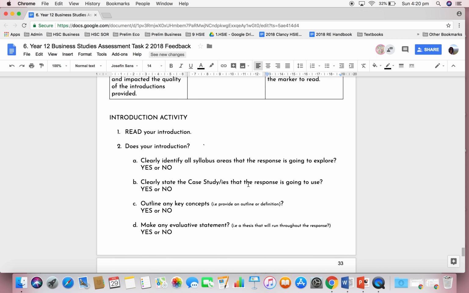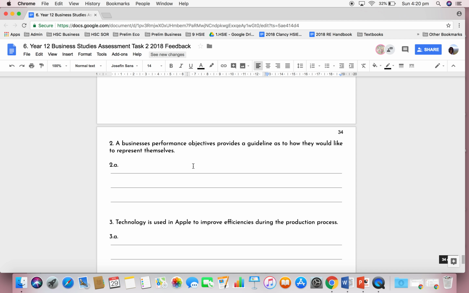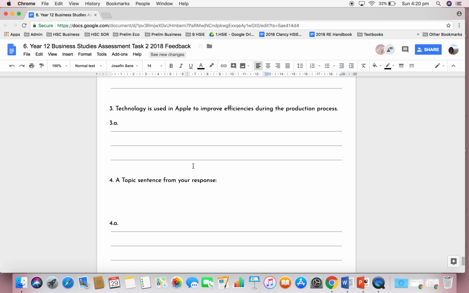So what you're going to do is have a go at this activity. You are going to rewrite the following topic sentences. Some may need to be developed into a complex sentence, some may need a case study added, or others may need to have evaluation integrated. But these are real topic sentences that students used.